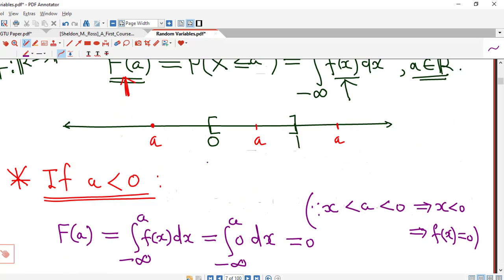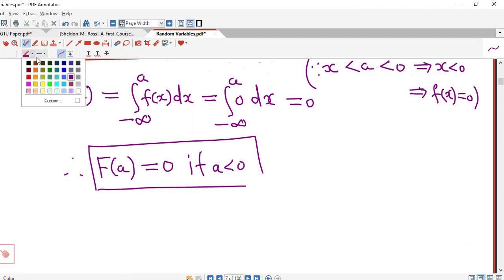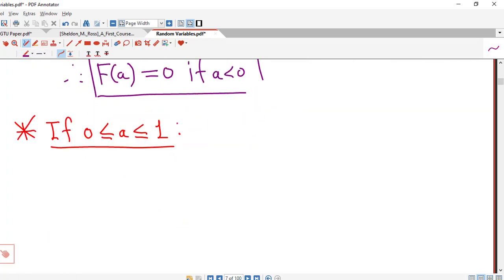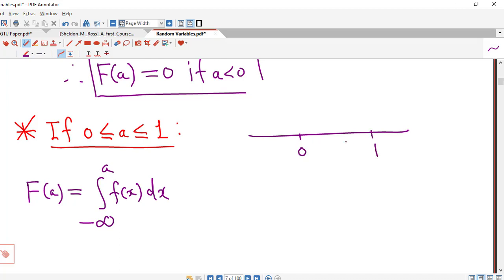Now we consider a in the interval 0 to 1. That is the second case. Now we find the value of the distribution function if a lies between 0 and 1. Again we write down the formula for the distribution function: the integral from minus infinity to a of f(x) dx. Now a is between 0 and 1 and we have to go up to a.